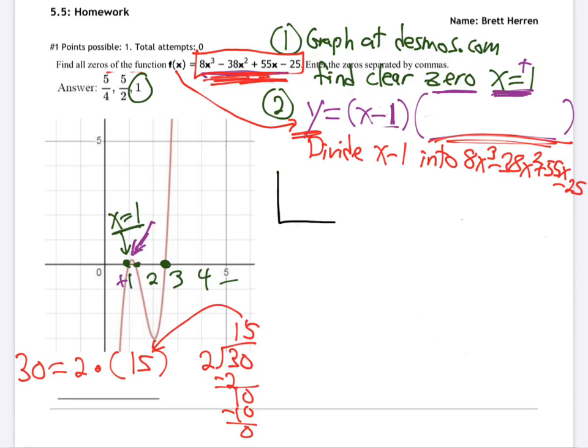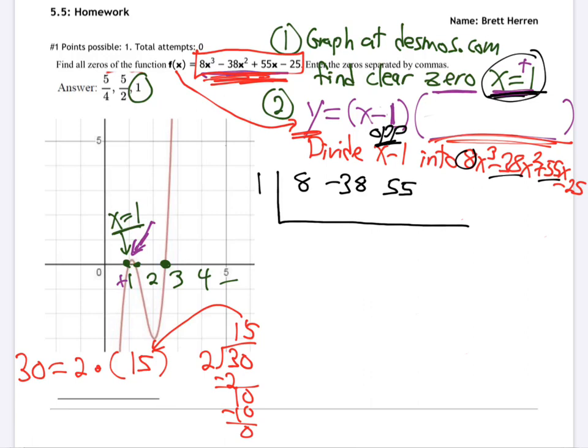Remember synthetic division? We'll do that right here. Now, when you put the 1 out here, remember you just put the regular one, what it was right there. It's only opposite in the parentheses. Everywhere else it's normal. It's normal x equals positive 1 right here, normal x equals positive 1 right there. It's only opposite in the parentheses. Okay, and so then you put the coefficients. The 8 goes here, the minus 38 goes here, the plus 55 goes there, and the minus 25 goes there. This is going to make that 55 a little bit better.